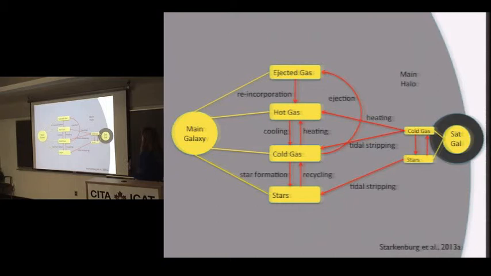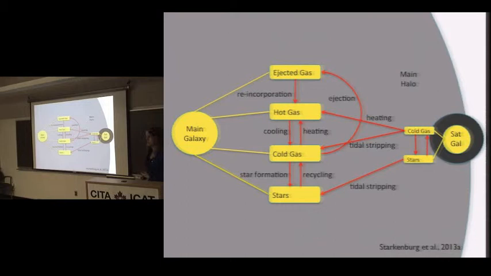So in that case, there's some other processes going on. Stripping is one of them, so the stars can be stripped, the gas can be stripped. But also, we assume that if that happens, we strip all of the hot gas away from this small satellite galaxy. And this is supposed to mimic something like ram pressure stripping.